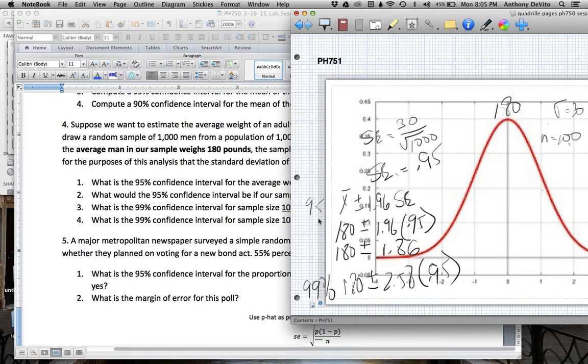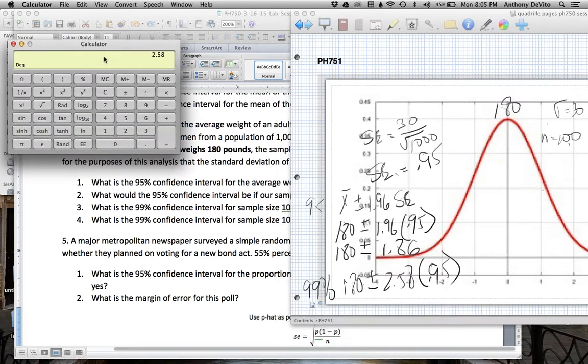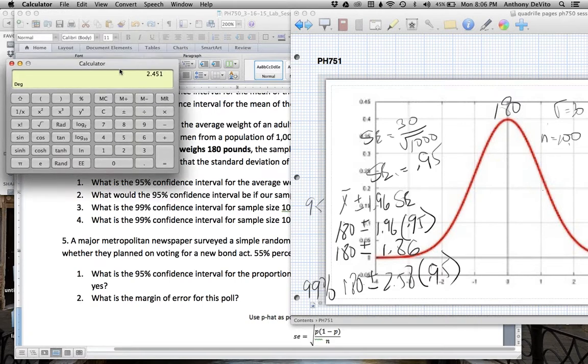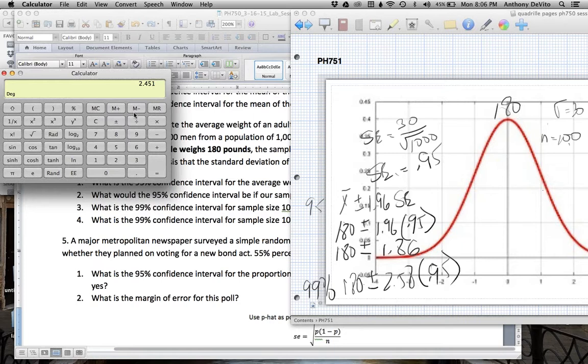Okay, so 99%, 180 plus or minus 2.58 times 0.95, and let me get my calculator back. Calculators on computers have never been very useful, right? Very convenient. I'm going to store that in memory, and that's going to be my margin of error.